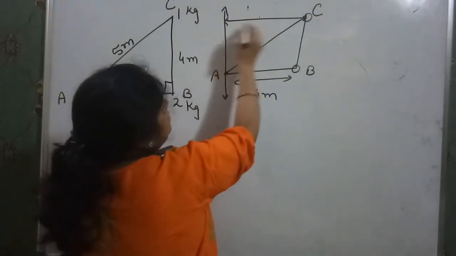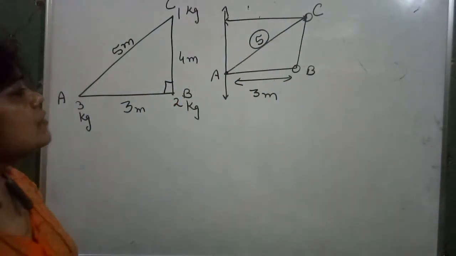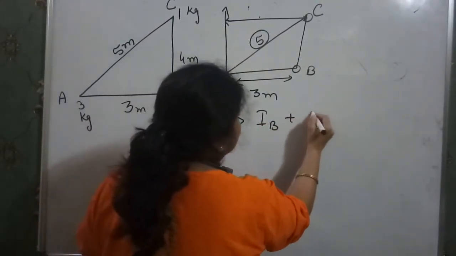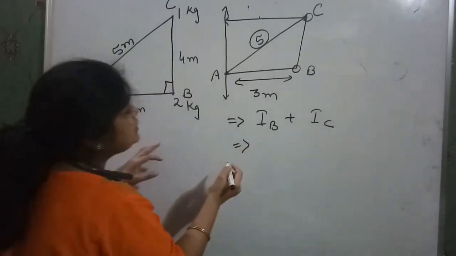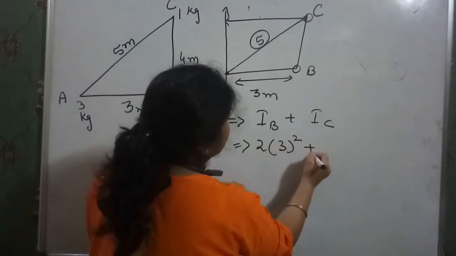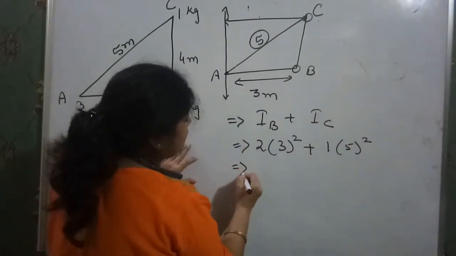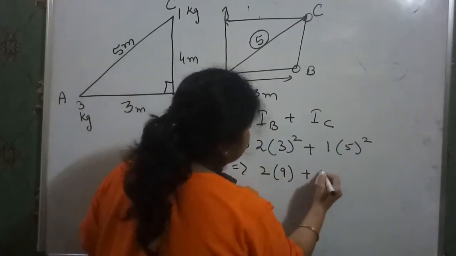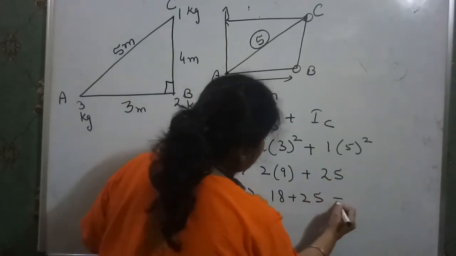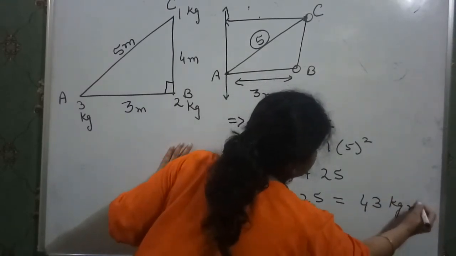Here from the point of axis of rotation, our distance is 5 meters. So overall moment of inertia is what? For IB and IC, the moment of inertia is: mass of B is 2 and distance is 3 squared. Now mass of C is 1 and distance is 5 squared. So we have 2 times 9 plus 25, so we have 18 plus 25. We have 43 kilogram meter square.